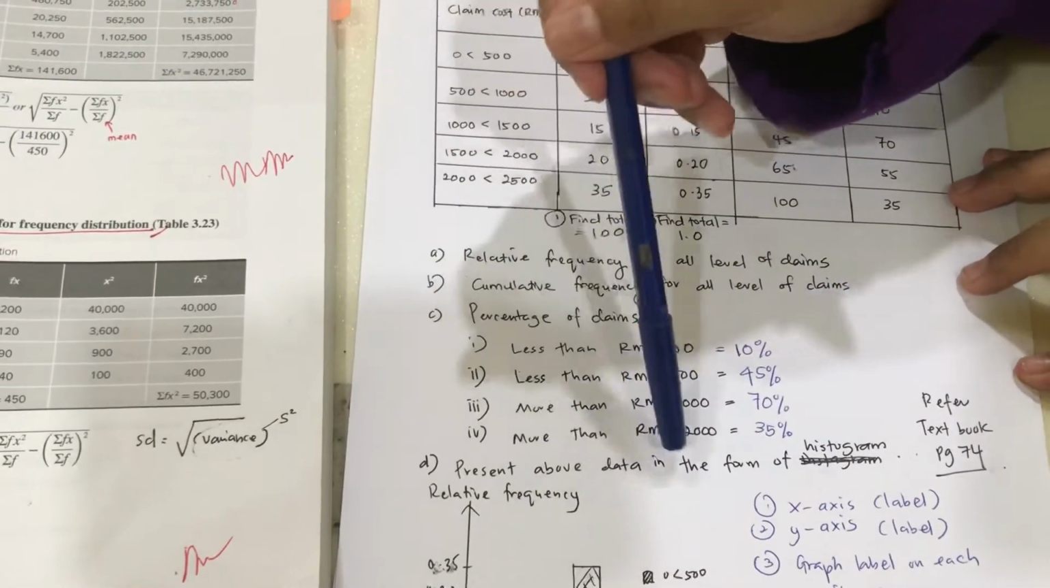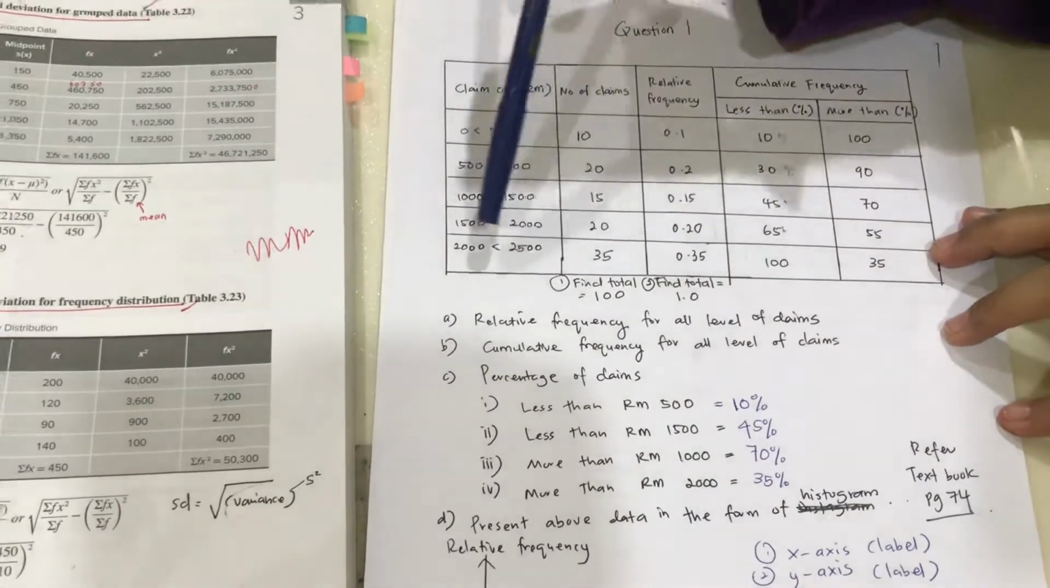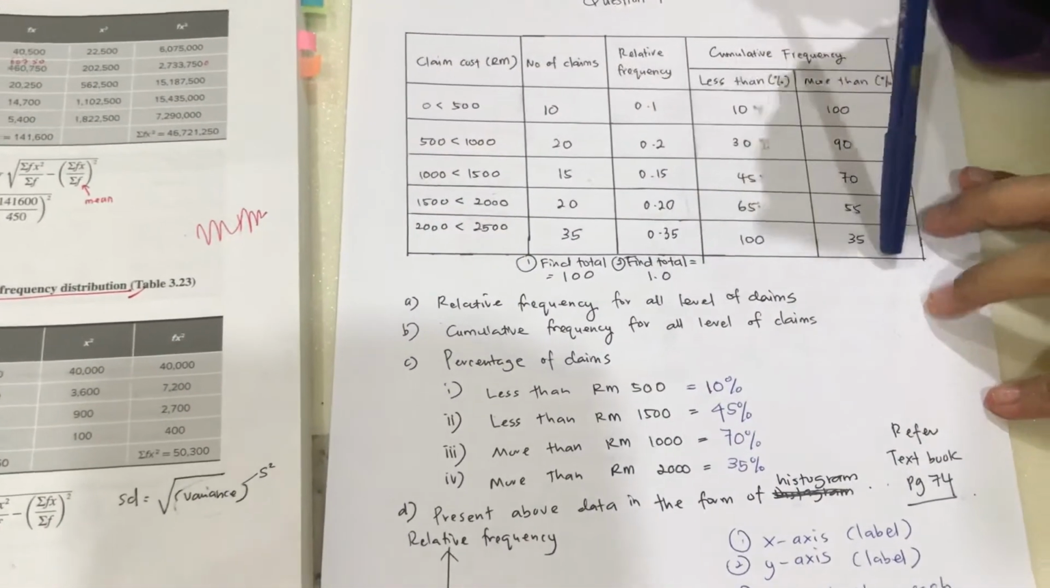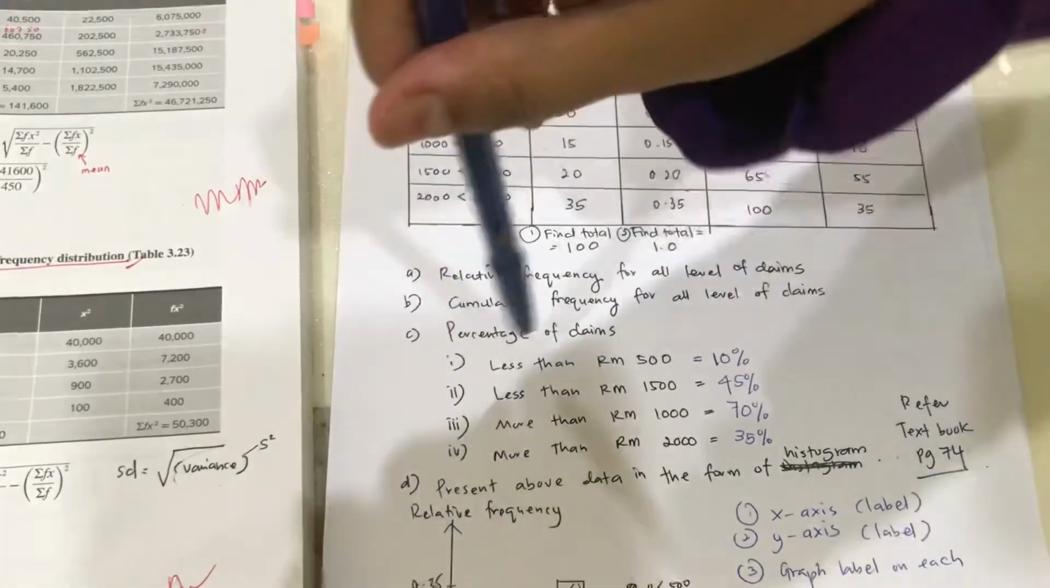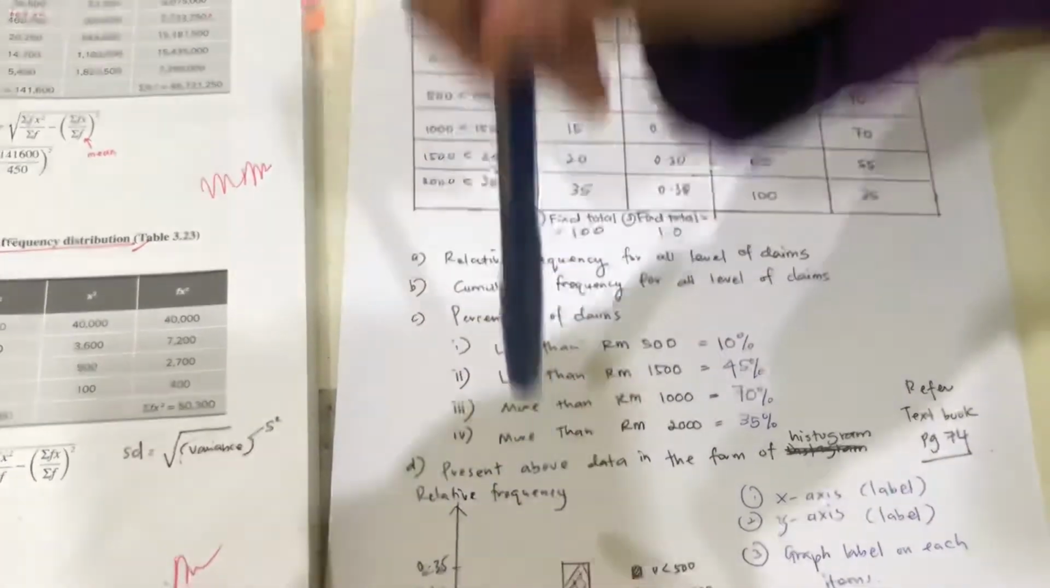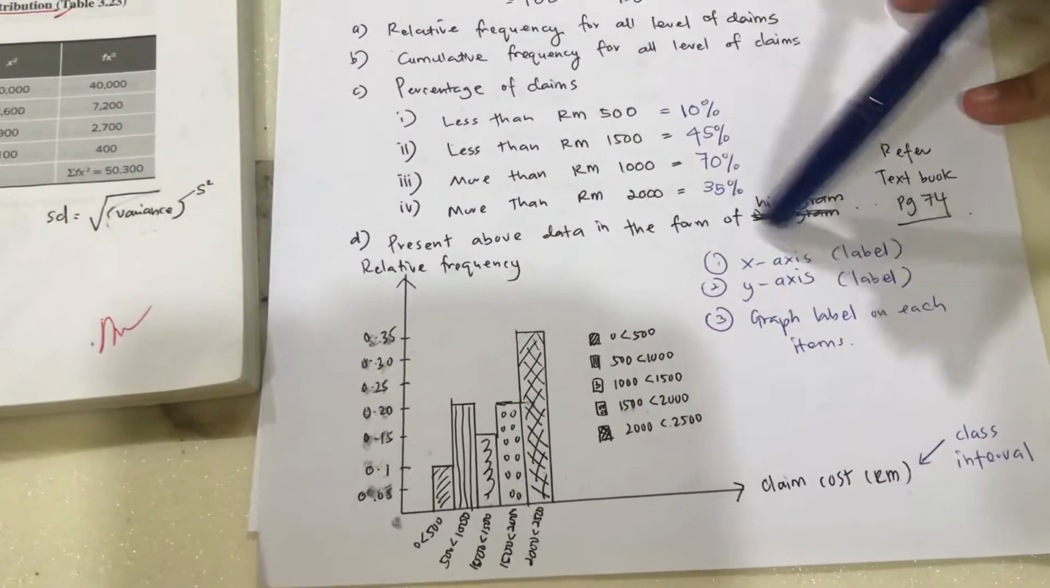The last one is more than 2000. Here, more than 2000, your answer is 35. So you are done with questions A, B as well as C. The last one is to present the above data in the form of a histogram, in the form of a bar chart.